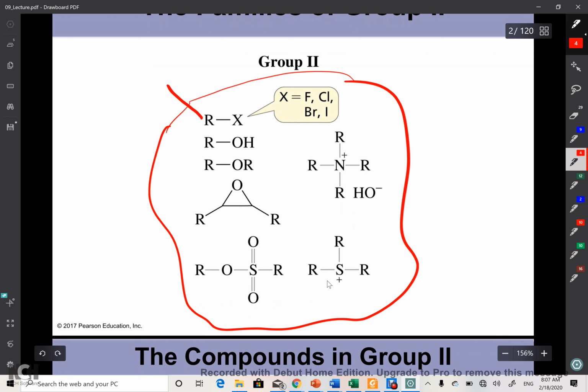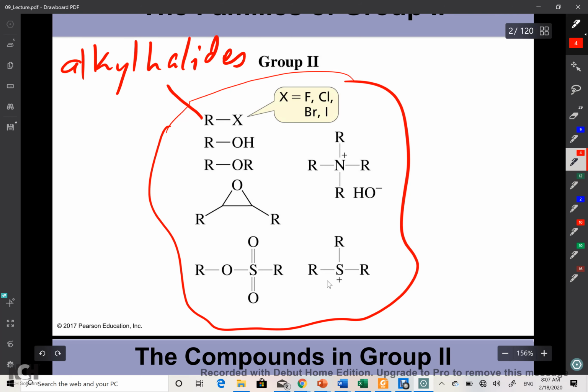So the first functional group over here are the alkyl halides. So those are the alkyl halides. X can be fluorine, chlorine, bromine, or iodine. We call them the alkyl halides. Then we have the alcohols. Okay. We have the ethers. That's the ether functional group.